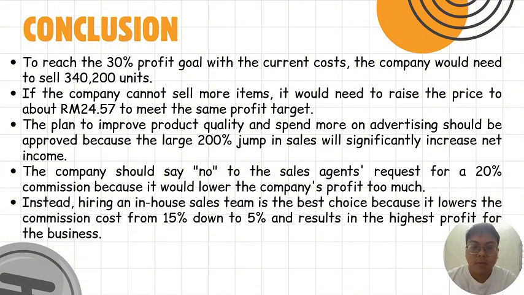340,200 units. The second insight is that if the company cannot sell that many items, it would need to raise the price to about 24.57 ringgit to meet the 30% profit goal.